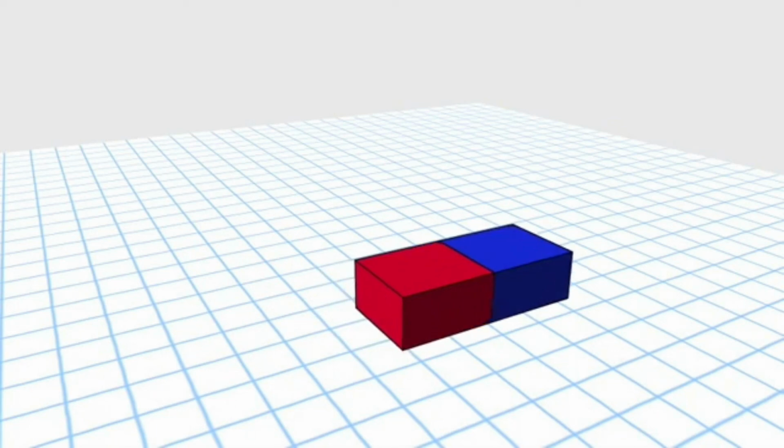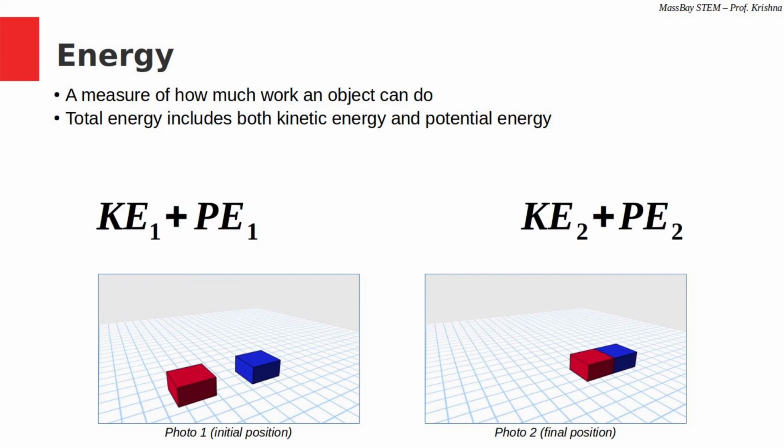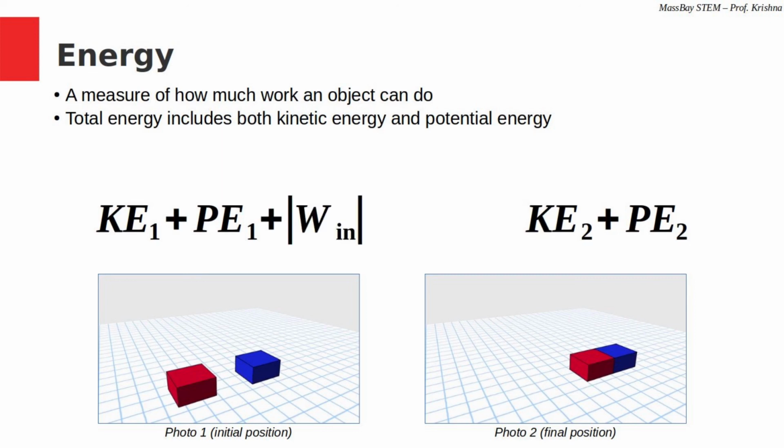If we take photo 2 here, we would see that the red block has less energy than it did at photo 1. Meanwhile, the blue block has more energy after the work was performed on it. Let's generalize this observation. The total energy of each object in photo 1 is different from the total energy of each object in photo 2. When an object has work done on it, it gains energy. When it does work, it loses energy.